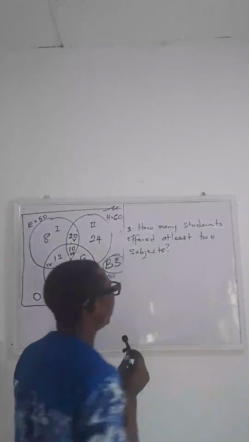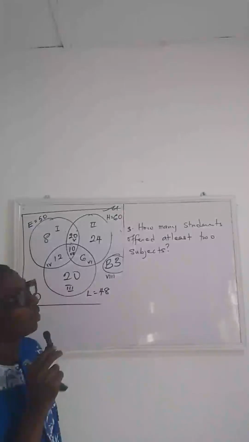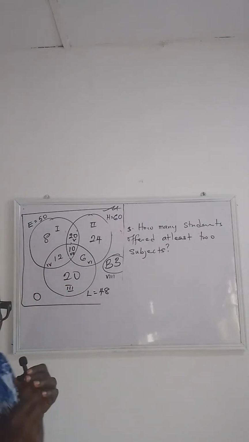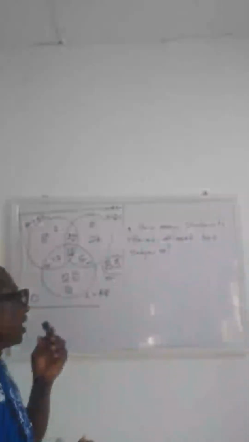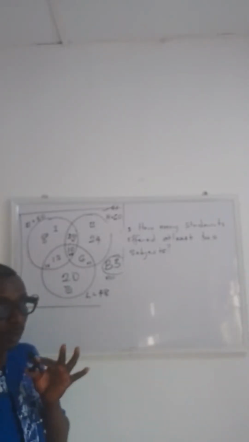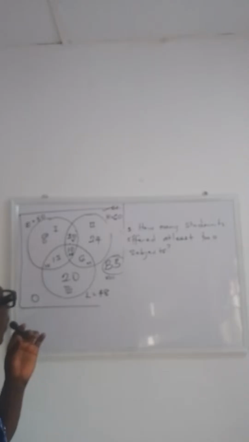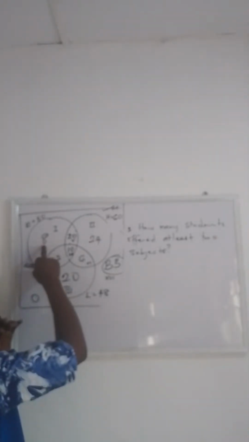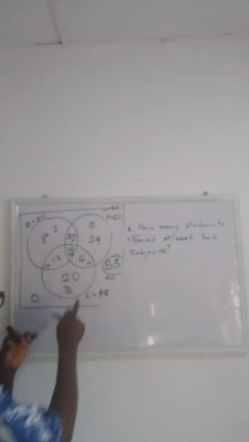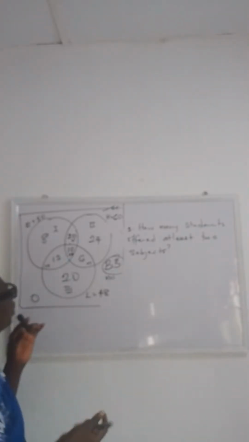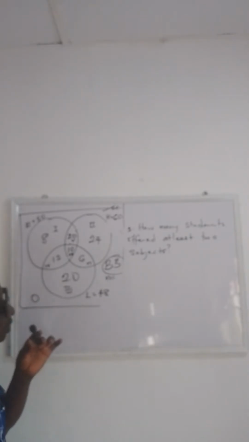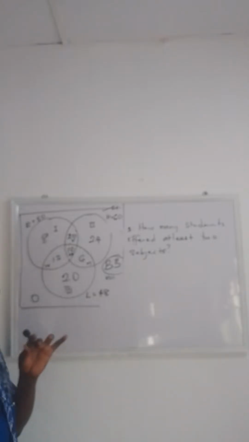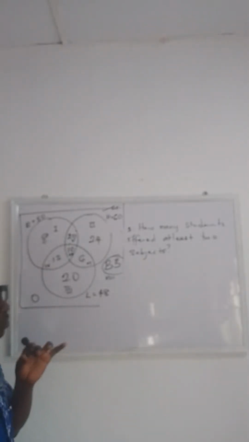Now the question says, how many students offered at least two subjects? At least two subjects. That is a minimum of two subjects. Now, there are two ways to solve this question. The first way is to say 100 minus 8 plus 24 plus 20, or since the question said at least two subjects, I'm going to add this and this together. So those that offered two and more subjects.